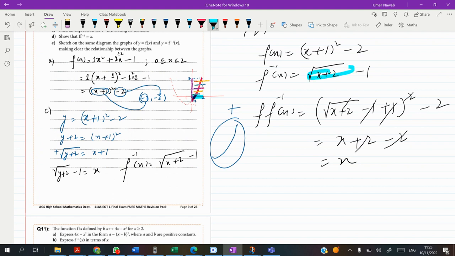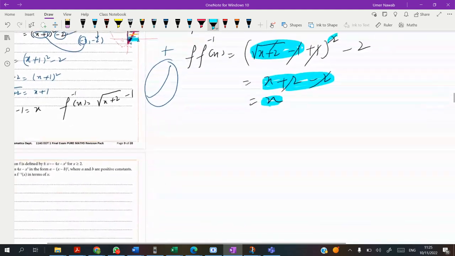Did you check that? This whole thing was substituted in the place of x here. And then you saw minus 1 plus 1 cancelled, and the square cancelled with the square root, and I got x plus 2 minus 2, and minus 2 plus 2 cancelled, and I got x. This is the thing which I wanted to get.